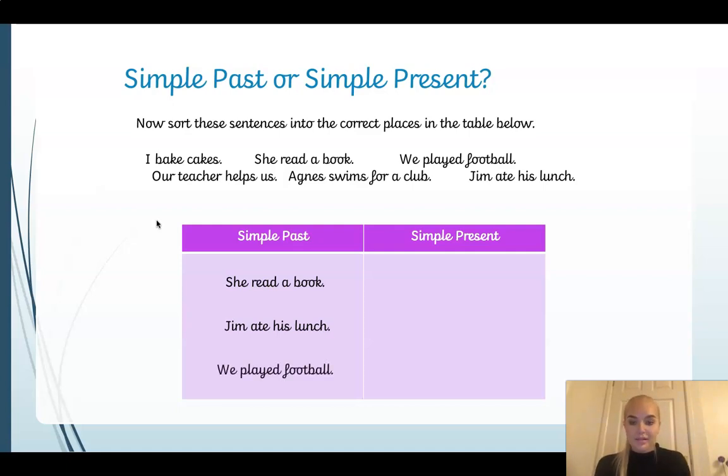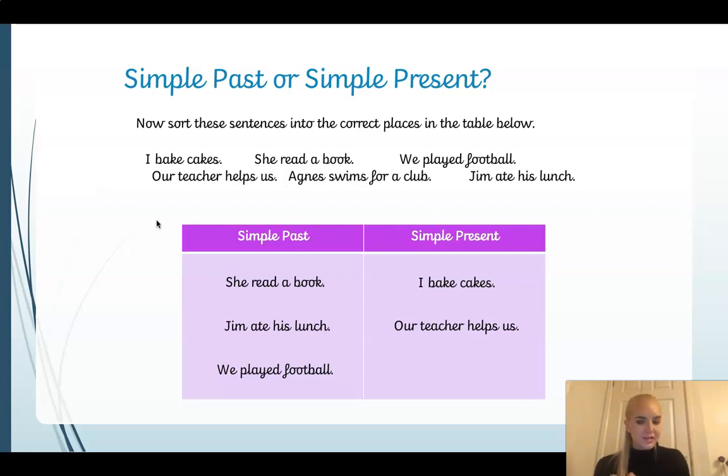The final simple past sentence is we played football. So played is the verb. It has that ed suffix that tells me that it's past tense. But also, if we read it out loud, we played football. It's happened in the past. It's already happened. That is a past tense sentence. I bake cakes. So we know that bake is not a past tense verb because that would be baked. I baked cakes. But if it's in the present, they're doing it right now. I bake cakes.